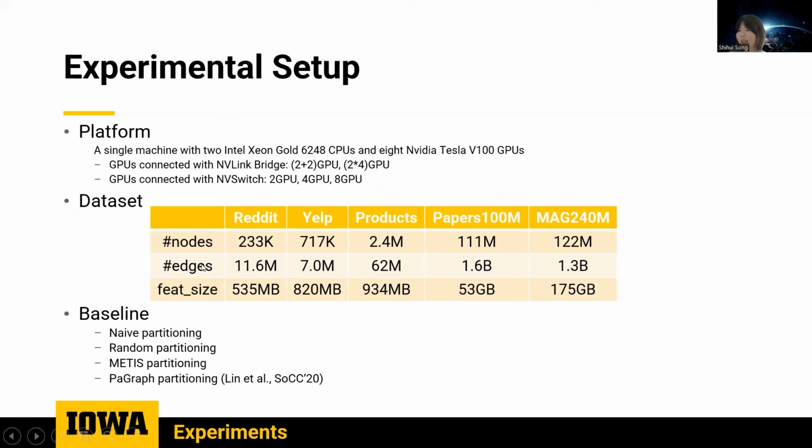We use 5 datasets and they are Reddit, Yelp, Products, Papers, and Mag. We can see that the feature size of Mag is about 175 gigabytes. We use 4 baselines. Naive partitioning directly partitions the graph based on the node index, and random partitioning divides the graph into several parts randomly. And we also use Metis and ParaGraph partitioning as our baselines.